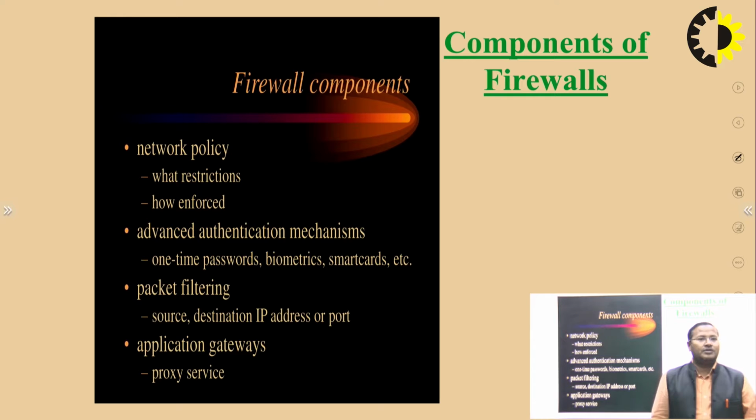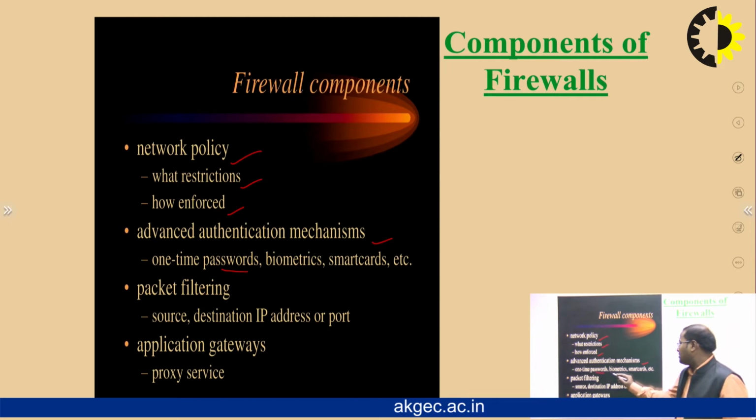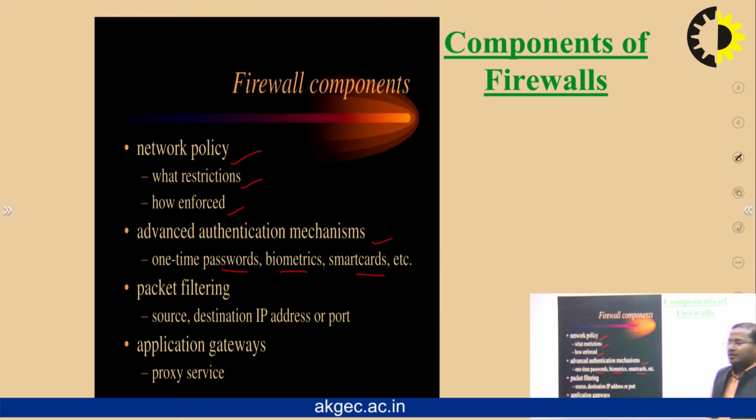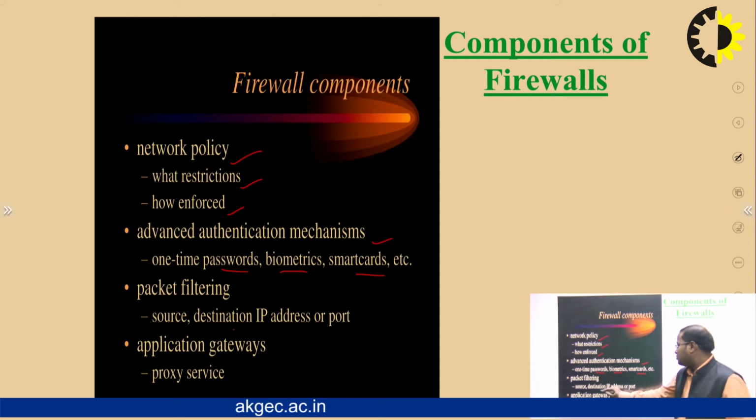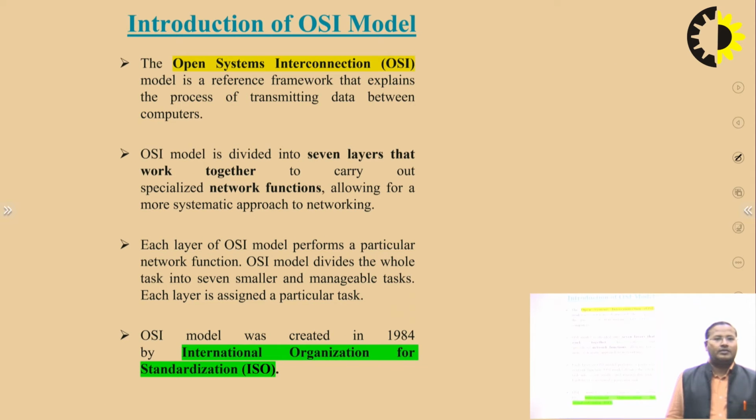So, what are the components of the firewall? This is very important to understand. Network policy: in network policy, what are the restrictions required and how are they enforced? The second component is the advanced authentication mechanism, that is one-time password, biometric system, smart cards. Then packet filtering, using source and destination IP address or port number, and in the case of application gateway, proxy services. So these are the important components while designing the firewall.